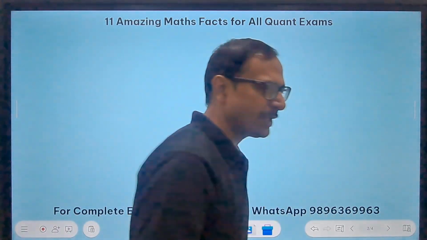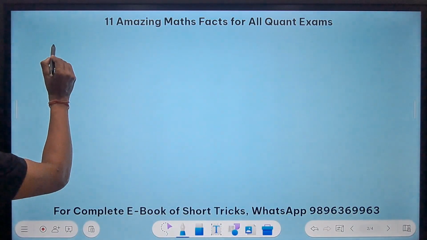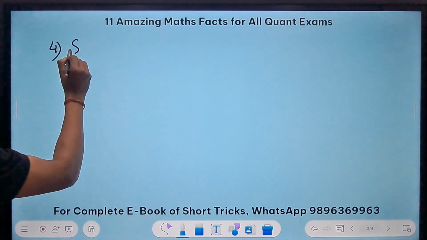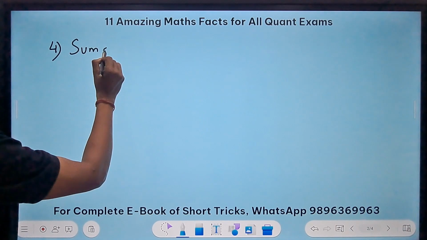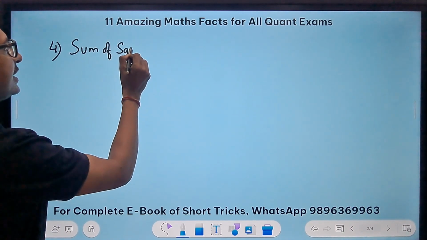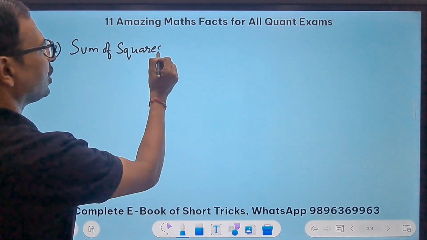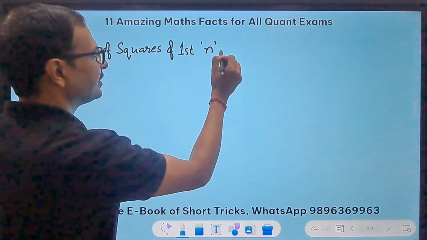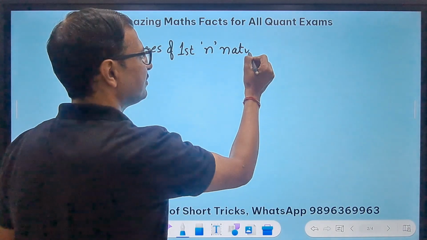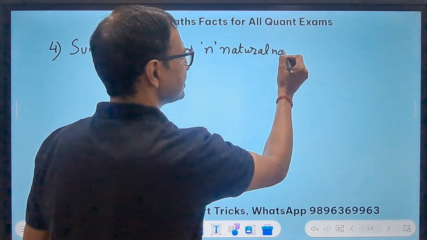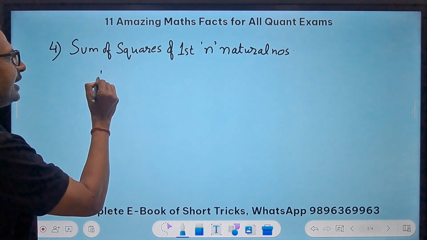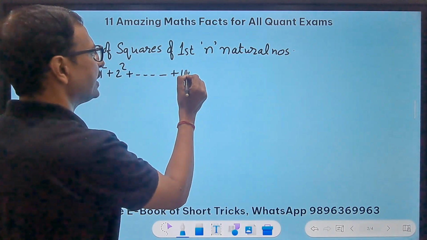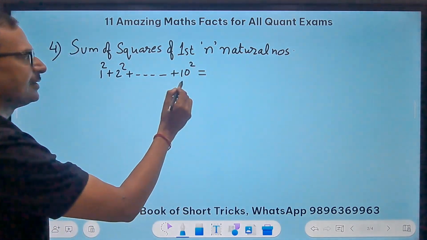Let's move on to the next type. The fourth amazing series concept is based on sum of, now again we are adding something, sum of, this time I am taking the squares of first n natural numbers. Now the same thing, but this time I want to add the squares. So what is the example? Like I have to do 1 square plus 2 square plus 3 square up to 10 square. Okay. Now I want to find the result.